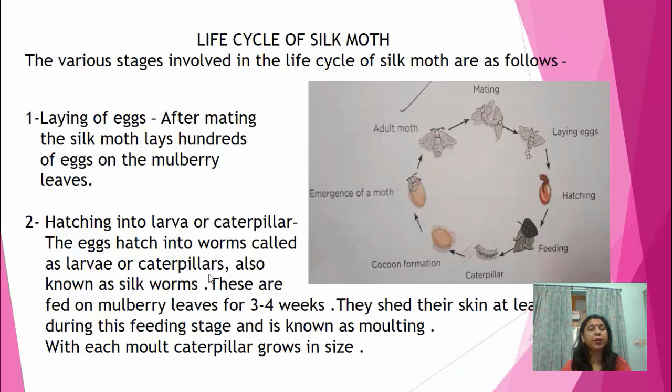जब वो mulberry leaves खा रहे होते हैं, तो इस पूरे 3 to 4 weeks के period में, they shed their skin at least 4 times. And this process of shedding of their skin is known as molting. With each molt, means once it sheds its skin, it grows in size. Then it feeds on mulberry leaves for another few days, then again it sheds its skin and the caterpillar grows in size, and this process continues till 4 moltings or 3 to 4 weeks.